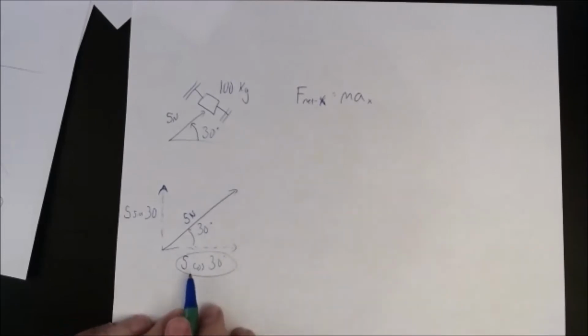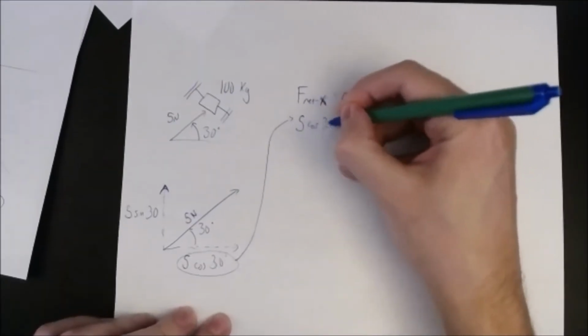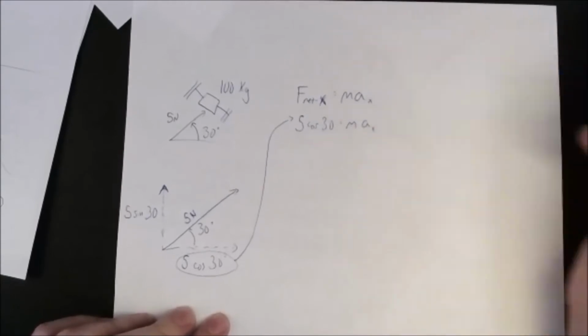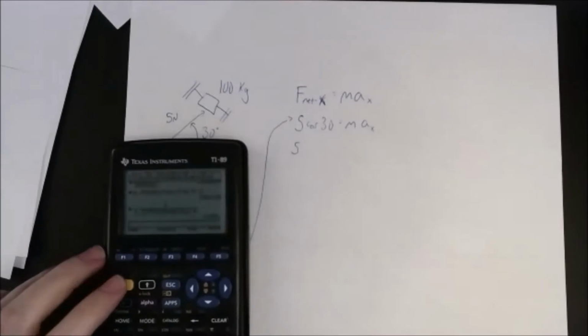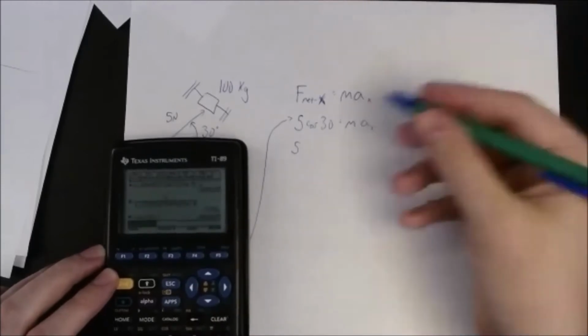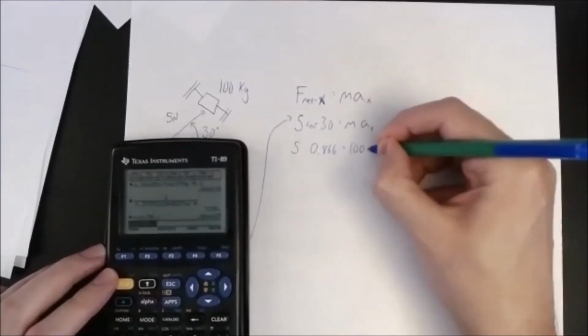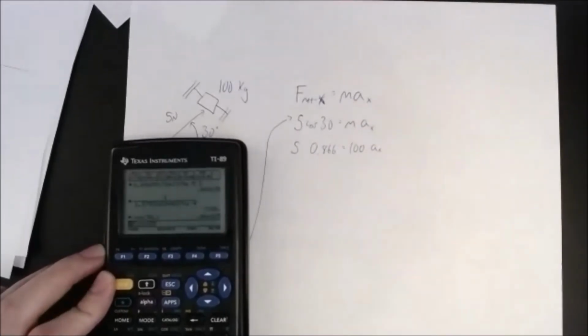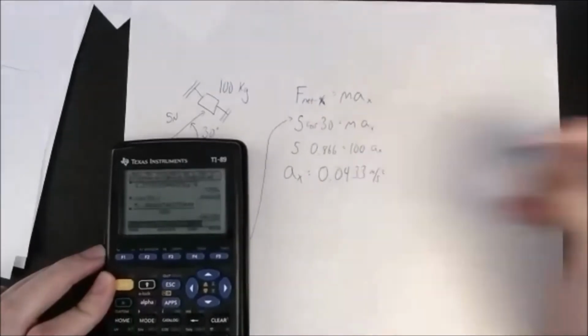So we can take the x component of our only force, and we plug it in here. 5 cosine 30 is equal to the mass times the acceleration in x. But 5 times, I need my calculator, the cosine of 30 degrees. Oh, I don't need my calculator. I know that. 0.866 is equal to the mass, which was 100 kilograms, times the acceleration in x. So 5 times 0.866 divided by 100 gives us that acceleration in x is 0.0433 meters per second squared.